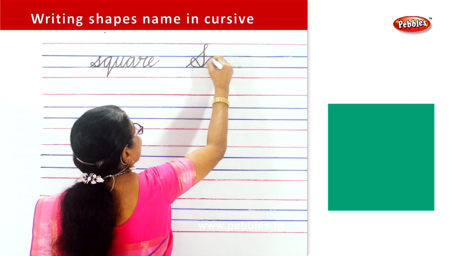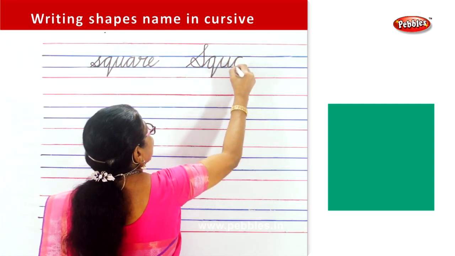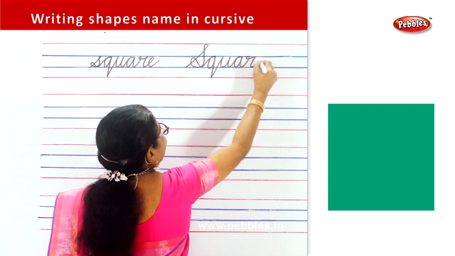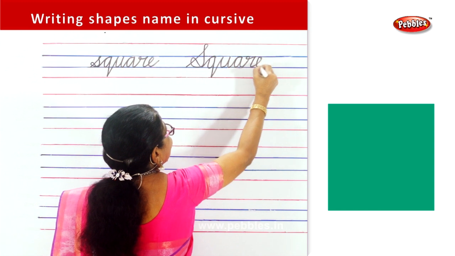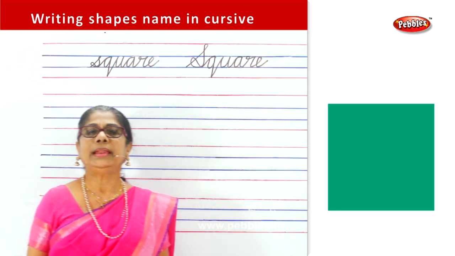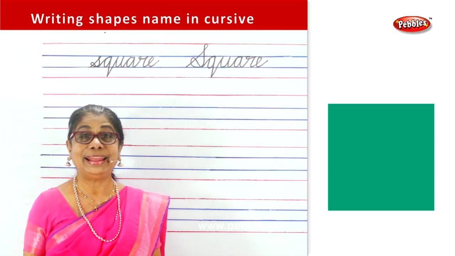Let's write the S capital. S, Q U A, R, E, square. Good.